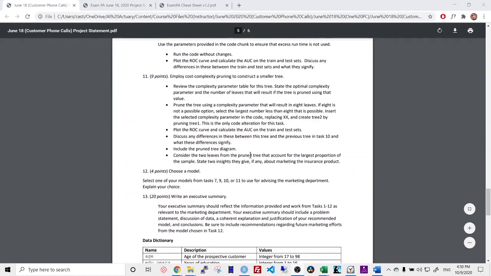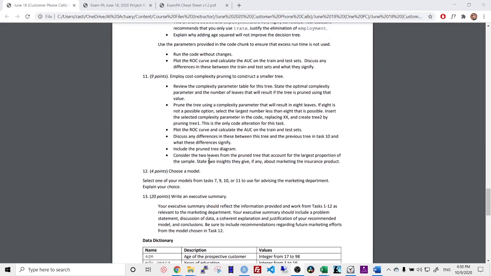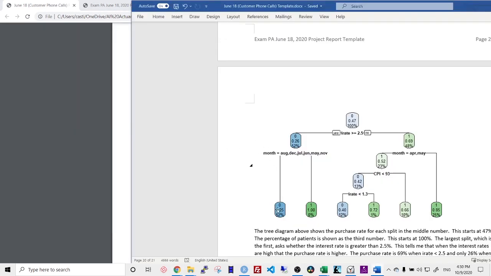Consider the 2 leaves from the pruned tree that account for the largest proportion of the sample. State 2 insights they give, if any, about marketing the insurance product. So first of all, what are the leaves again? Remember, these are the end nodes of the tree.